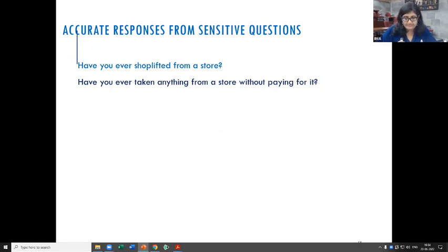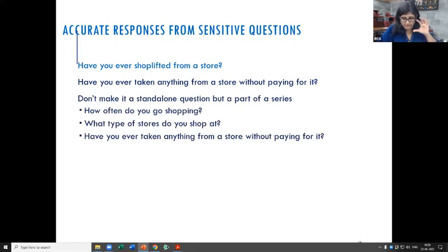Even better, if you have a sensitive question like this, don't make it a standalone question. Make it a part of a larger group of questions. So first ask in one large question, how often do you go shopping? What type of stores do you shop at?